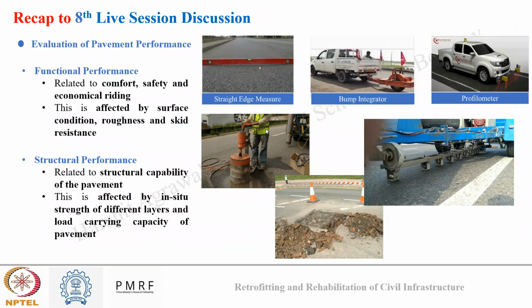Performance can be classified into two categories: functional performance and structural performance. For evaluation of functional performance, we have visual inspection and instrumental inspections like straight edge measure, bump integrator, and profilometer. For evaluation of structural performance, we have semi-destructive testing like core extraction and testing, trial pit assessment, and non-destructive testing like falling weight deflectometer, for which we saw in brief how it works.